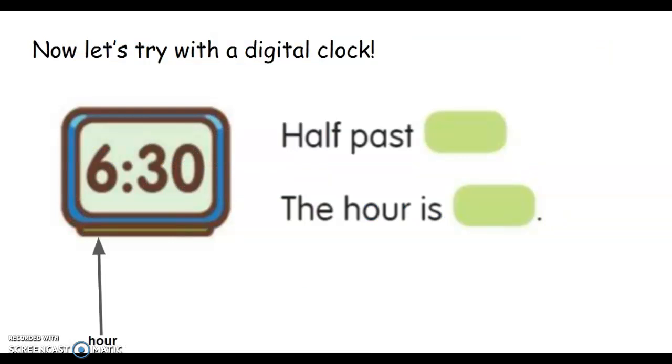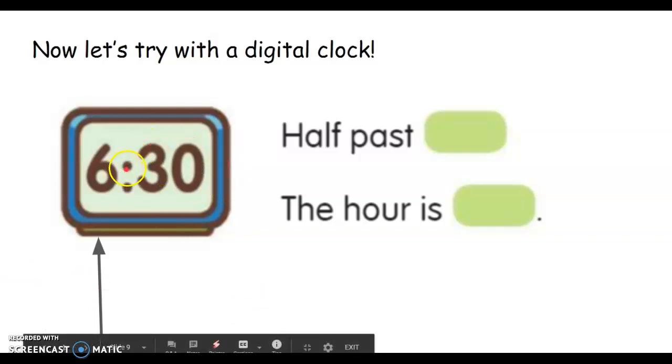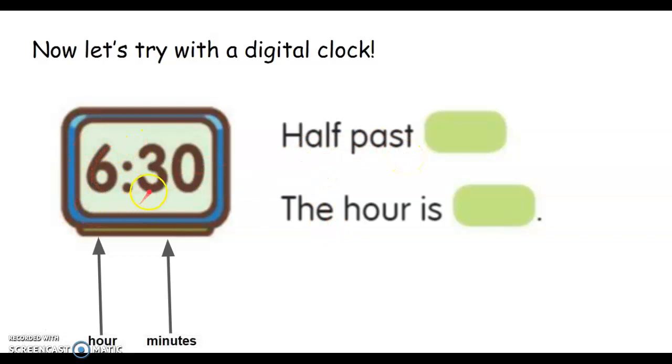Okay, now we're going to start with the digital clock. So our first number on the digital clock is our hour. And the next two numbers on our digital clock behind these two little dots are the minutes. So it is 6:30. What is our hour?